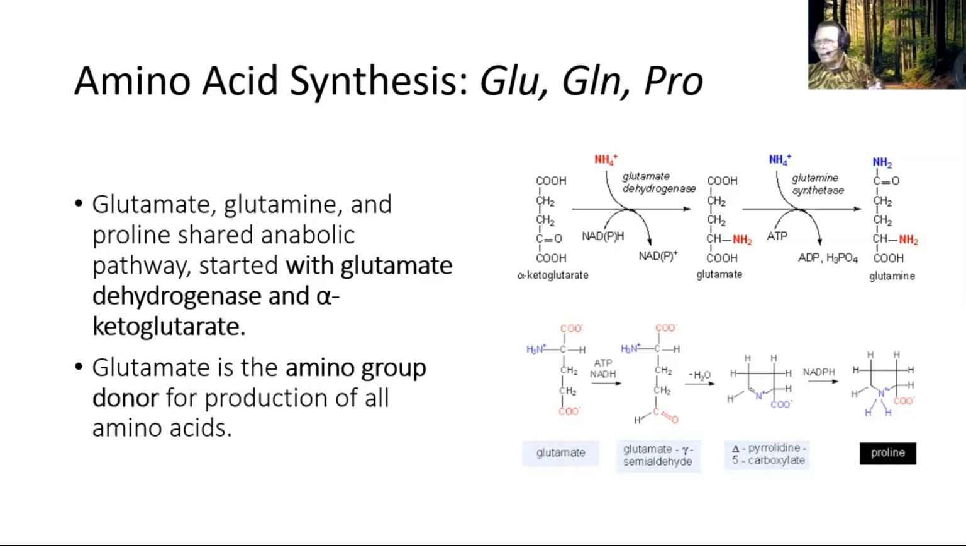Then let's see this one. We have this glutamate. Then this glutamate will be converted into glutamate gamma-semialdehyde. Then this gamma-semialdehyde will be converted to delta-pyrroline-5-carboxylate, and the end of this reaction is proline.